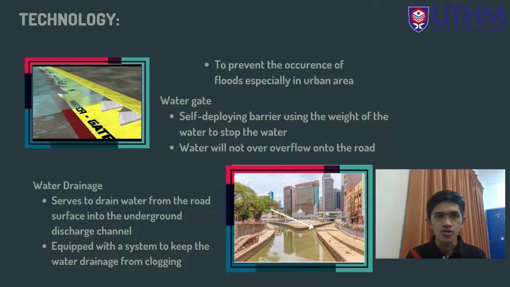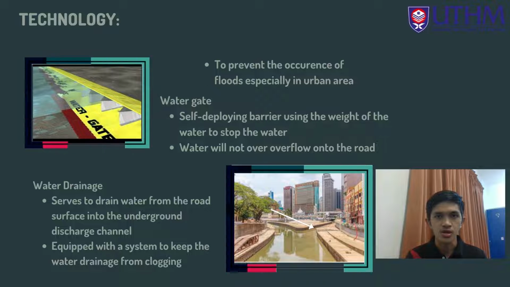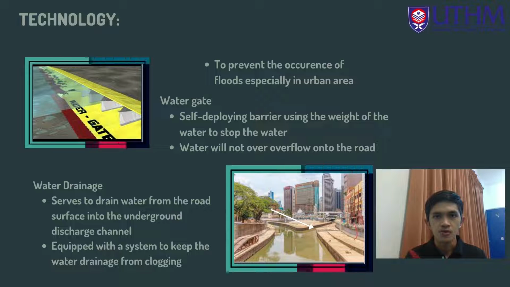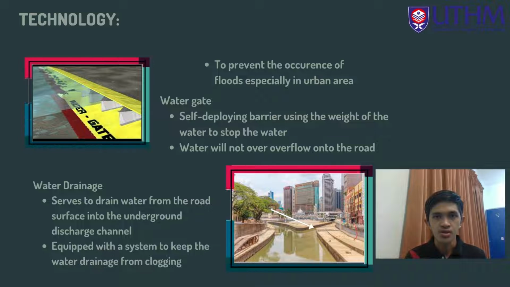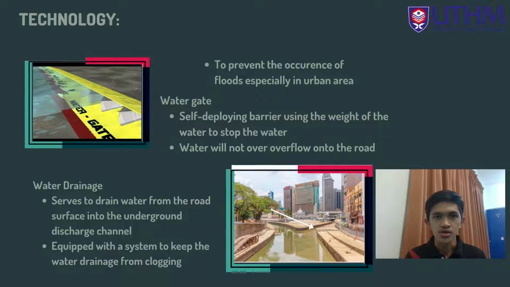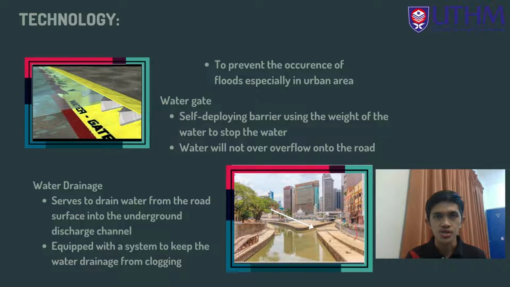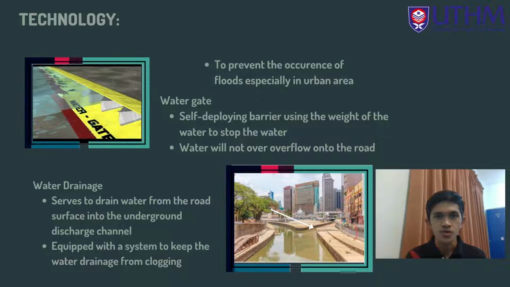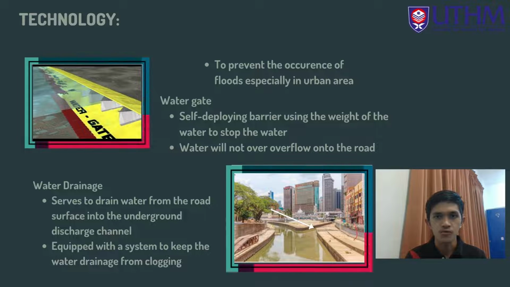Every technology provided at this time can work well, but sometimes, when the rain is too heavy, the existing technology is unable to accommodate the quantity of water in a short time. To prevent the occurrence of floods, especially in urban areas, so here that we call underground discharge channel.